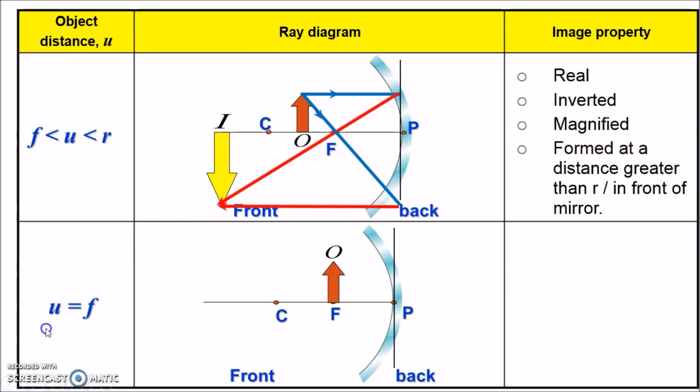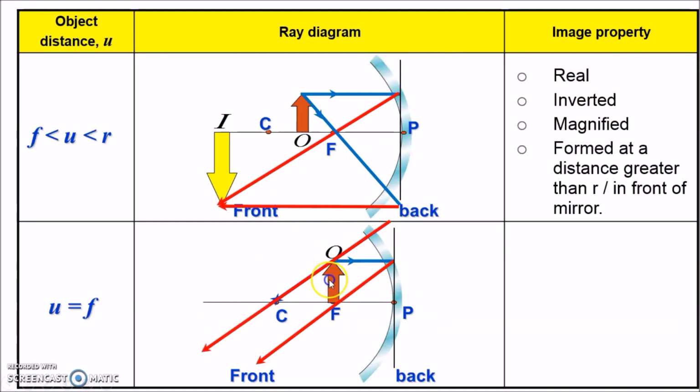Next, when the object distance is equal to the focal length. Focal length is the distance between F and P. So object is situated at point F. Step 1. Incident ray is parallel to the principal axis and the reflected ray will pass through point F. We cannot do step 2 because incident ray cannot pass through point F. So proceed to step 3. Incident ray will pass through point C and the reflected ray also will pass through point C in the opposite direction.